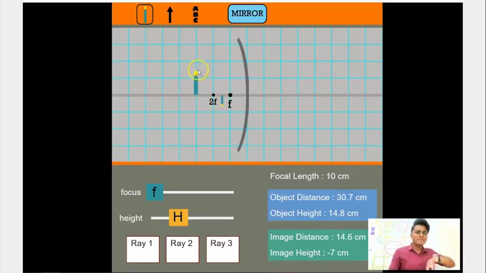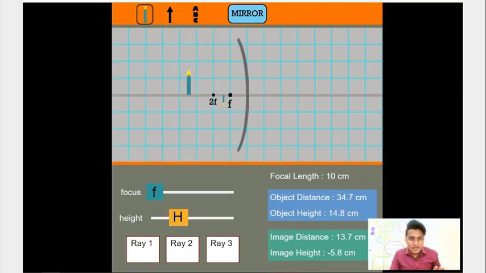Beyond center means behind center of curvature. This is my center of curvature right here, and you can see I've kept the object beyond center of curvature, and in that scenario you can notice the image formed is still real and inverted, but it is formed in between focus and center of curvature. Correct? As you can see, from infinity I have got my object beyond center of curvature, and the image is formed between center of curvature and focus.